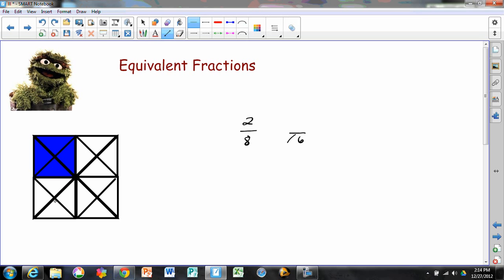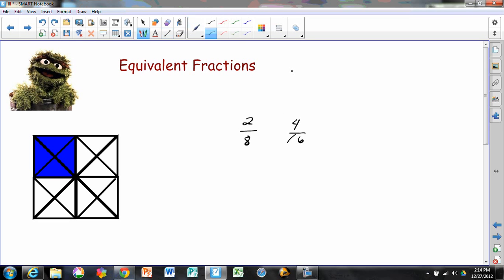And if we look at 16 individual-sized pieces, we can see now that we have 1, 2, 3, 4 of them that are shaded blue, but the amount is the same. Now, when we look at equivalent fractions, we can see that 2/8 is equivalent to 4/16. And when we look at a number model that represents equivalent fractions, I think it's important to remember that anything times 1 is that same number.